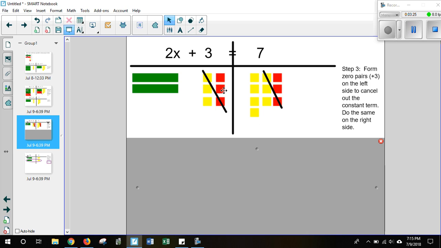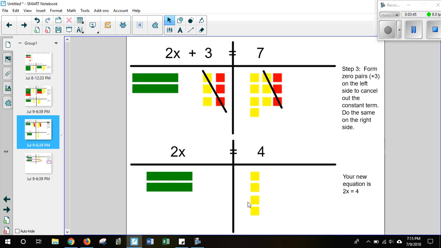Because I added 3 red squares to the left-hand side of my equation, I must do the same to the right-hand side of my equation, canceling out these 3 yellow squares, forming zero pairs. What I am left with are my 2 green tiles on the left, and 4 yellow tiles on the right. This is what my equation now reads. 2x = 4. My 2x tiles, my 4 yellow constant tiles.